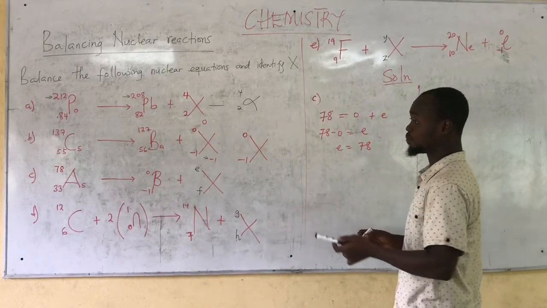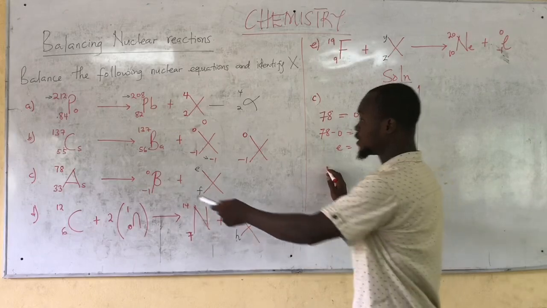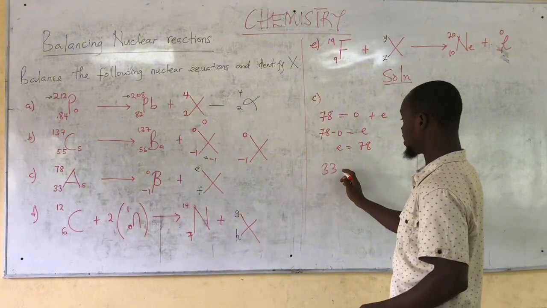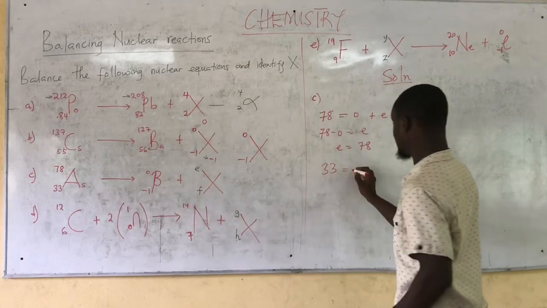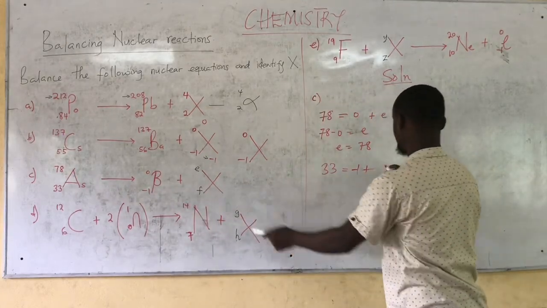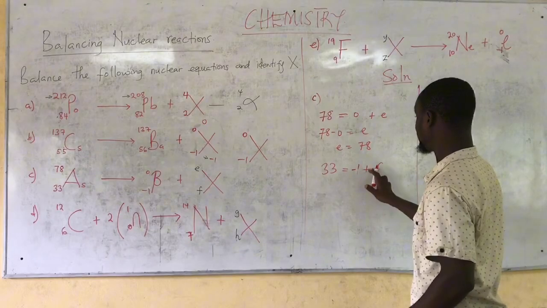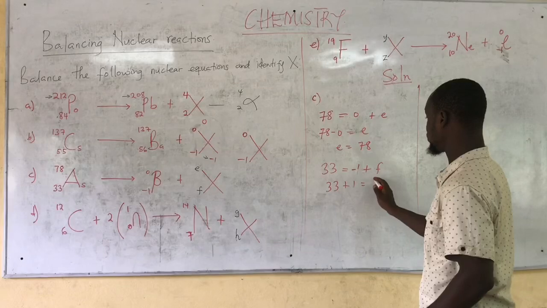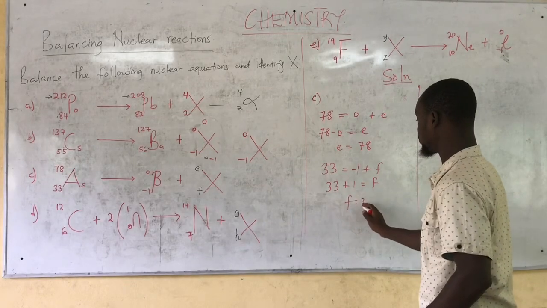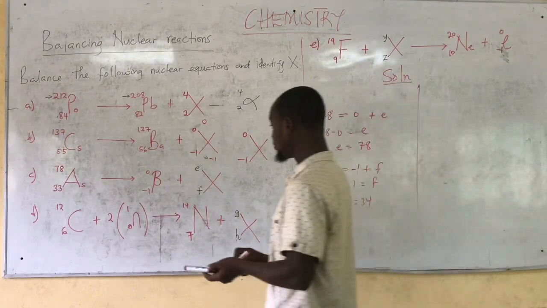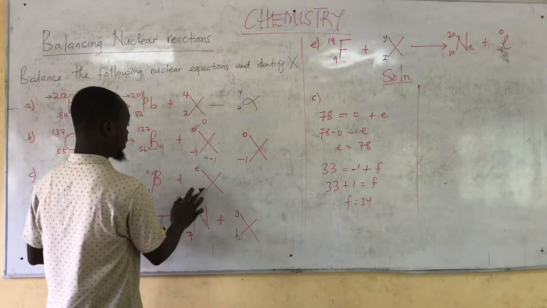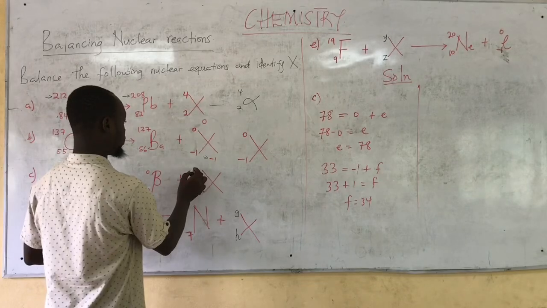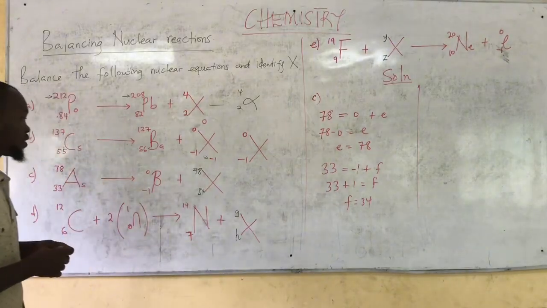Now let's calculate for the proton atomic number. We have a total of 33 in the reactant, and this should be exactly equal to negative 1 plus F. So how do we get F? So we just make F the subject, that's 33 plus 1, and that is equal to F. So therefore F is equal to what? 34. So here F is 34, and then E was 78. Now let's check whether it is correct.